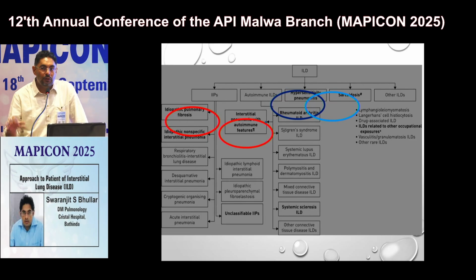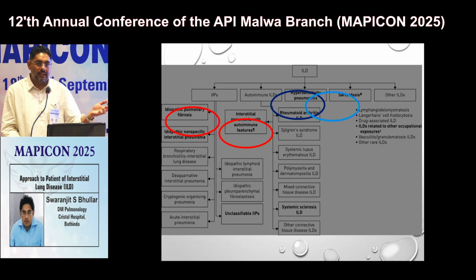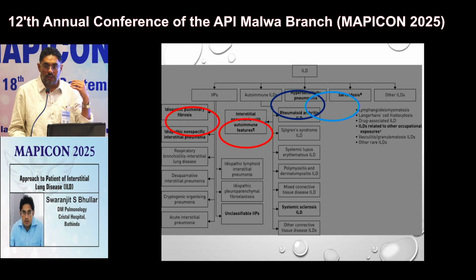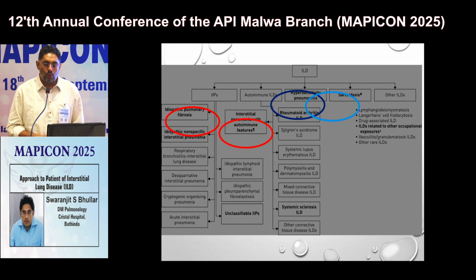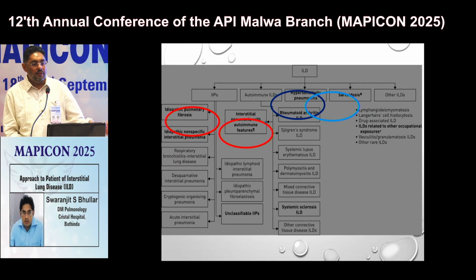The second most important classification is the autoimmune ILDs. Autoimmune ILDs like in Sjogren syndrome, SLE, rheumatoid arthritis, systemic sclerosis, mixed connective tissue disorders, polymyositis, dermatomyositis, all of these can cause various presentations of ILDs. So these are radiological presentations like cryptogenic organizing pneumonia, NSIP, UIP. If all of these come in a connective tissue disorder, we label it as an interstitial pneumonia or an ILD with autoimmune features. All of these have different treatment lines.